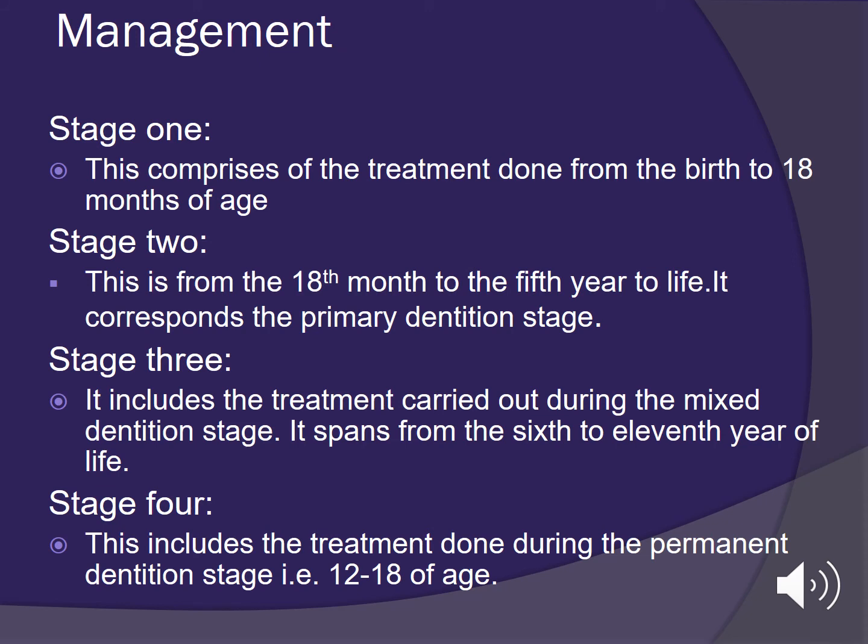The management of cleft lip and palate can be divided into four stages according to age. Stage 1 comprises the treatment done from birth to 18 months of age. Stage 2 is from 18 months to the 5th year of life, which generally corresponds to the primary dentition stage. Stage 3 includes the treatment carried out during the mixed dentition stage, from 6 to 11 years of life. And finally, stage 4 includes treatment done during the permanent dentition stage, which is from 12 to 18 years of age.